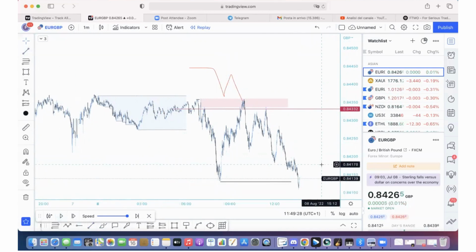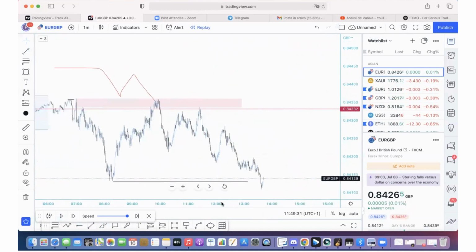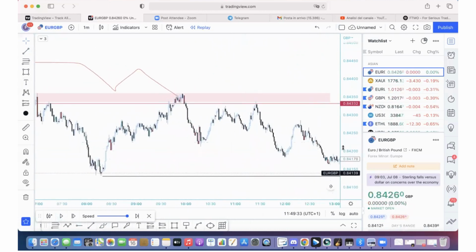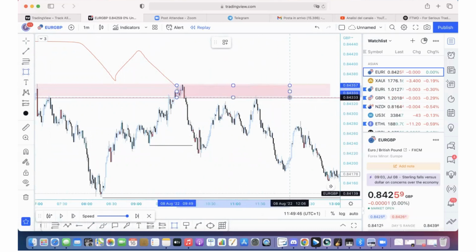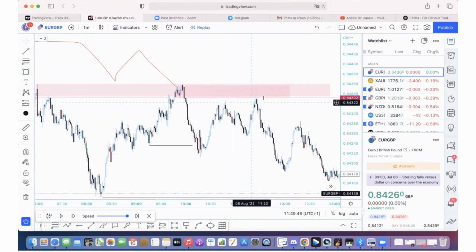Where would you enter from, with low time frame confirmation? Wouldn't you use the 1 minute? If you don't want to take a risky entry here, you have a change of character right after, right here. And this whole order block right here. Yeah. And I might enter here.